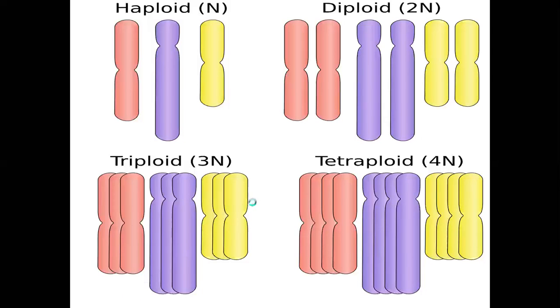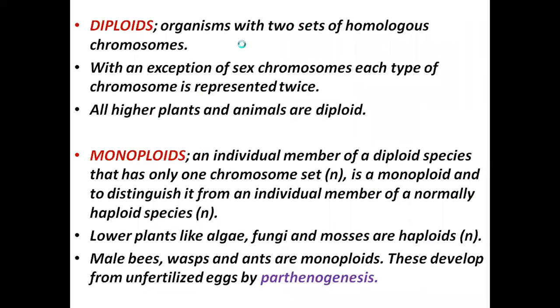Continuing further, let us get to know about the terminology here. A bit of terminology is always helpful. So, how do you define a diploid organism? Organisms with two sets of homologous chromosomes are referred to as diploid organisms. Of course, there is an exception of sex chromosomes. Each type of chromosome is represented twice.